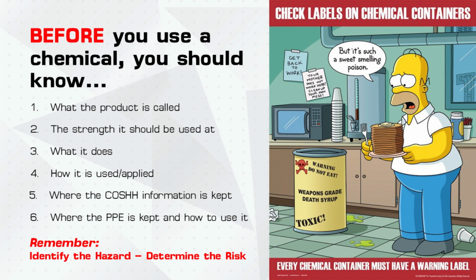Before you use a chemical, you should know 1. What the product is called. 2. The strength it should be used at. 3. What that chemical does. 4. How it is intended to be used or applied. 5. Where the COSHH information is kept. And 6. Where the PPE is kept and how to use it. Remember, identify the hazard and determine the risk.